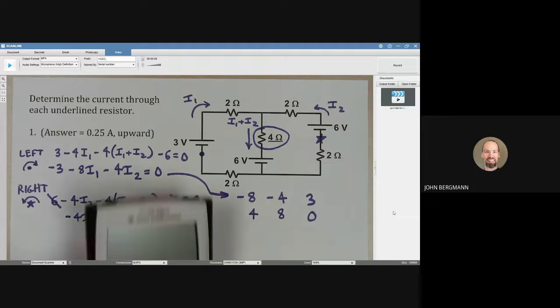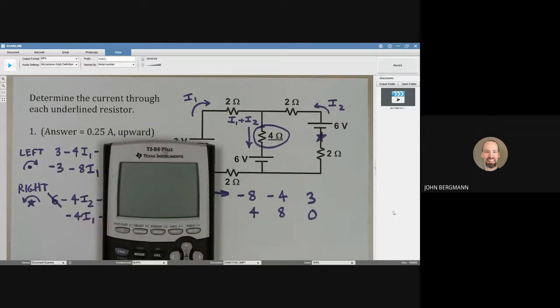All right, here we go. Let's pull this up. Turn the calculator on. Let's go to second matrix. We're going to go to edit, hit enter. This is a 2x3 matrix, so we're all good there. And now we're going to put these numbers in. We're going to read them just like a book. Negative 8, enter. Negative 4, enter. 3, enter. 4, enter. 8, enter. 0, enter. There you go.